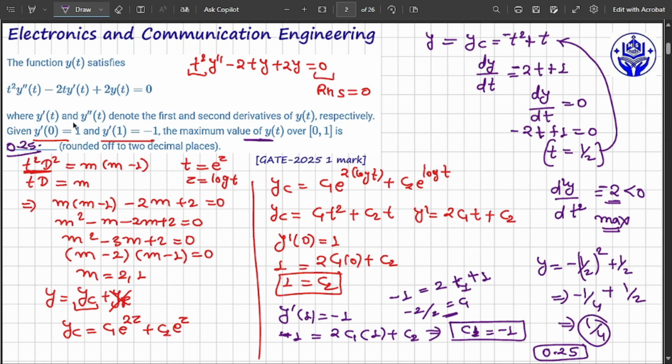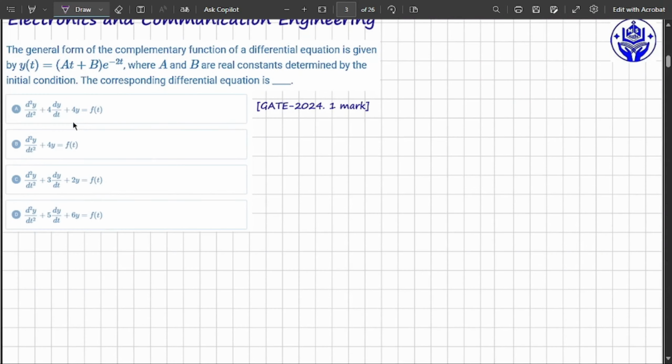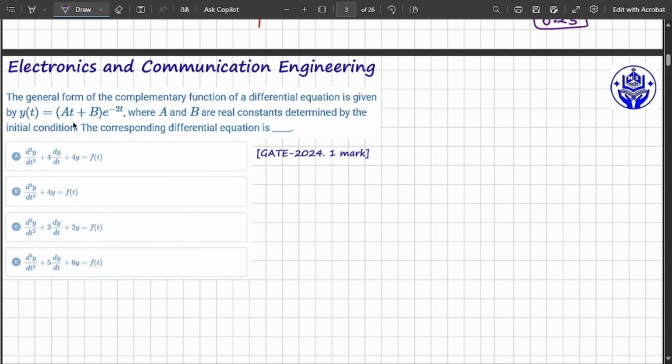Okay, next question. In this case, they are asking about the general form of the complementary function of a differential equation. So in the case of a second order differential equation, first of all, you should know the general form of the differential equation. If we have a second order differential equation, then the solution is complementary function plus particular integral. So the general form of the complementary function of a differential equation given in that case is like this.